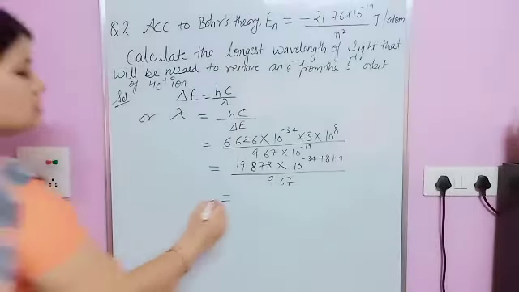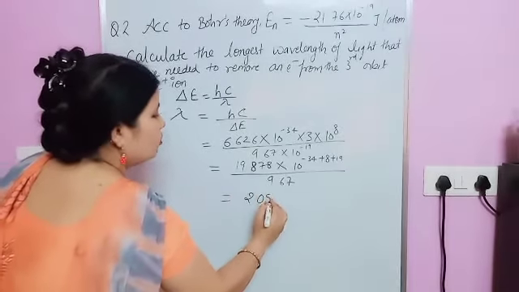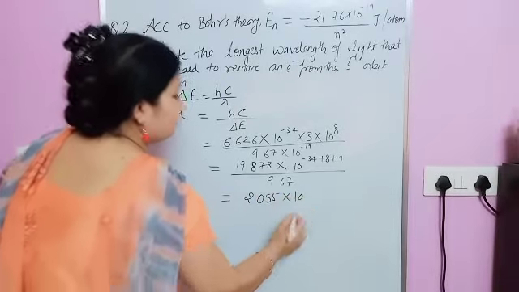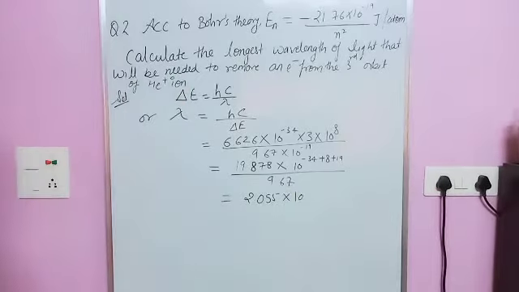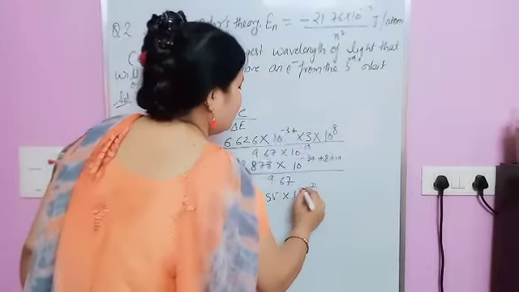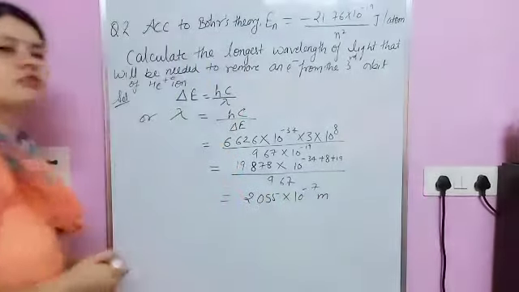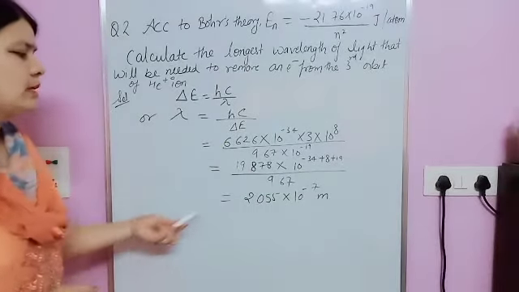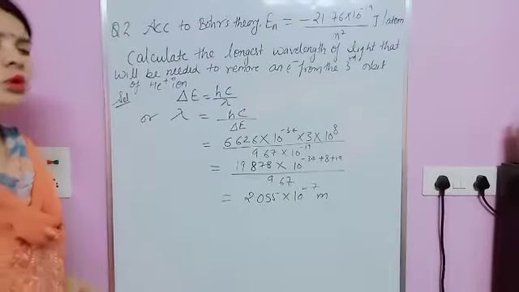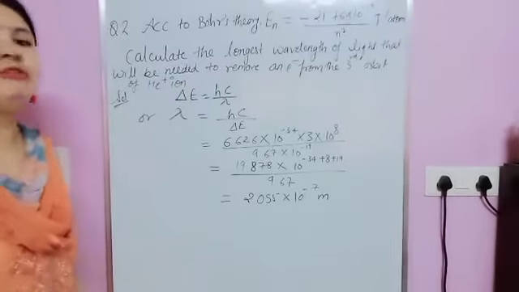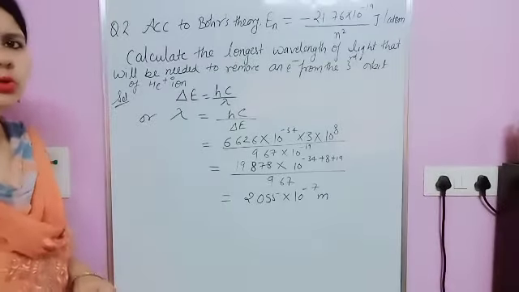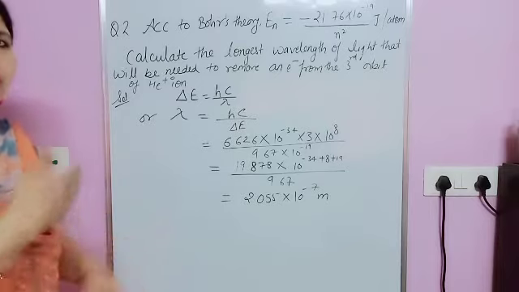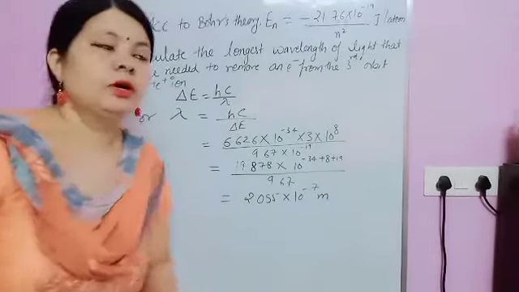So your answer is 2.055 into 10 to the power minus 7 meter. If you want, you can convert it into nanometer also, that is 205.5 nanometer. That is totally up to you, because it's not required in the question, so you can convert it or not. Okay.